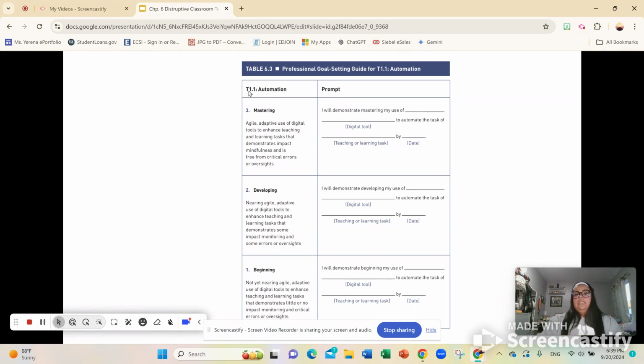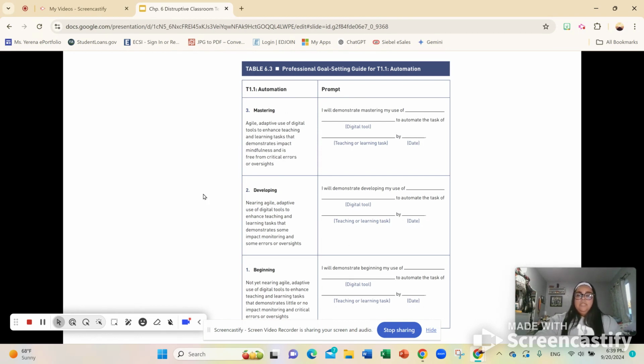But if you notice, each table is broken down dependent on the level that you are in. So if you're in the beginning stage, you're drafting a goal here. If you're in the developing stage, you're drafting a goal with this. And then if you're the mastering level, you're drafting a goal with this. Essentially, it's the same setup, but the description changes depending on the level of mastery that you are in. And again, it depends on what target you're reaching. So if you're looking for automation, then you would be using this type of prompt.